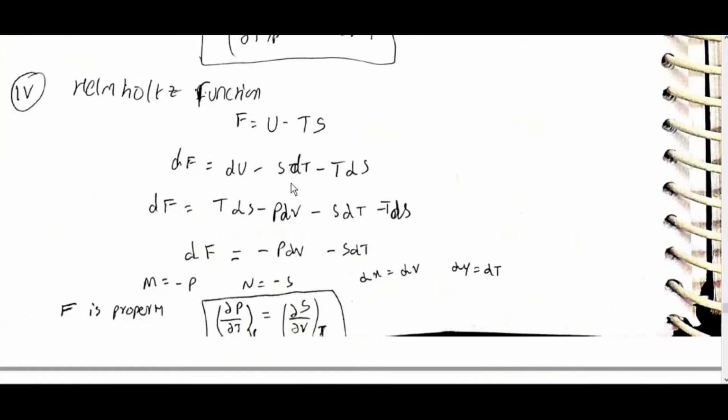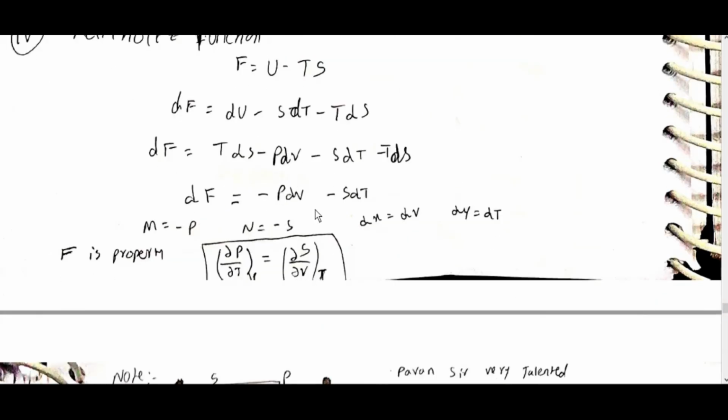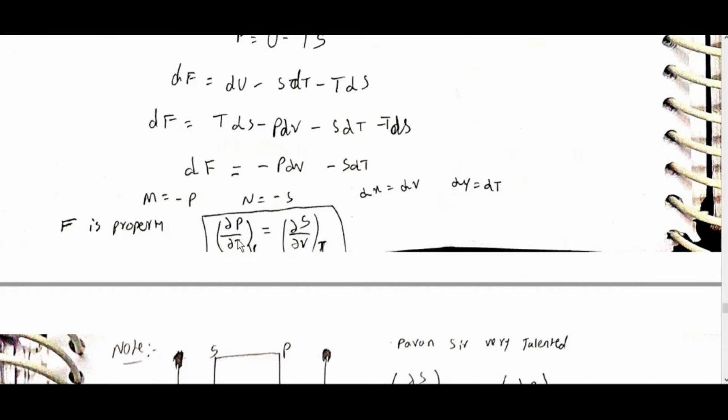Helmholtz function f is equal to u minus Ts. Df is equal to du minus sdT minus Tds. Df is equal to Tds minus pdv minus sdT minus Tds. Df is equal to minus pdv minus sdT. M is equal to minus p, N is equal to minus s, dx is equal to dv, dy is equal to dT. f is a property, dou p by dou T at constant volume is equal to dou s by dou v at constant temperature.